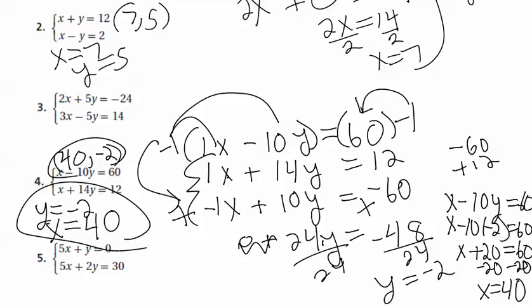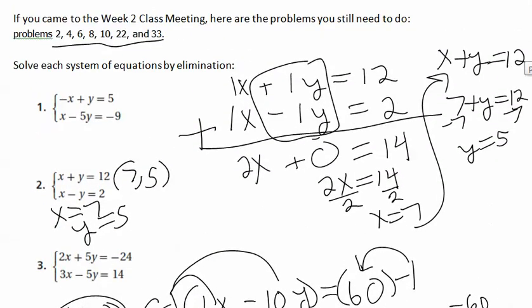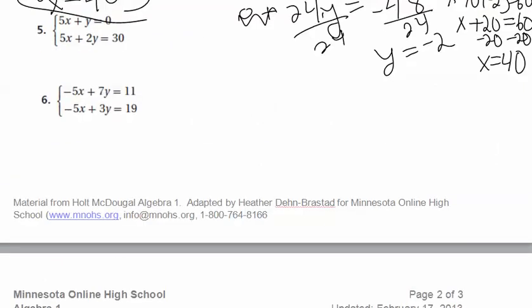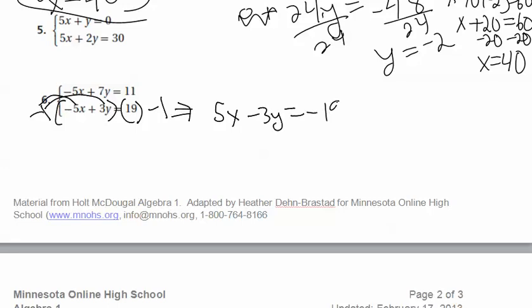So we did number 2. We did number 4. Now let's look at a little bit trickier one, number 6. Oh, no, number 6 isn't trickier. Number 6 is going to be just like number 4. We have negative 5x plus 7y equals 11 and negative 5x plus 3y equals 19. If I multiply either the top one or the bottom one, everything by a negative 1, we would get negative 1 times negative 5x would be a positive 5x. Negative 1 times 3y would be a negative 3y. And 19 times negative 1 is negative 19.